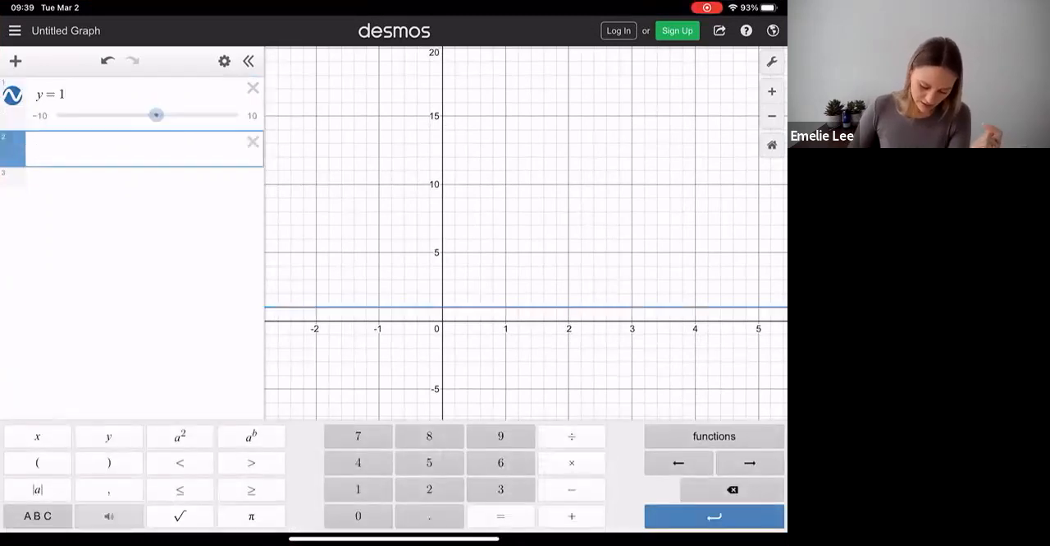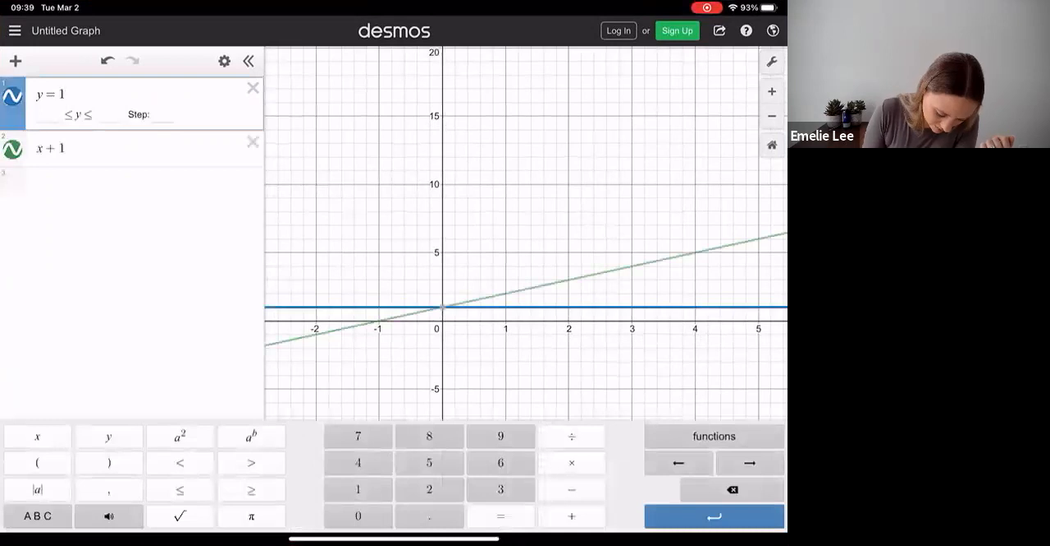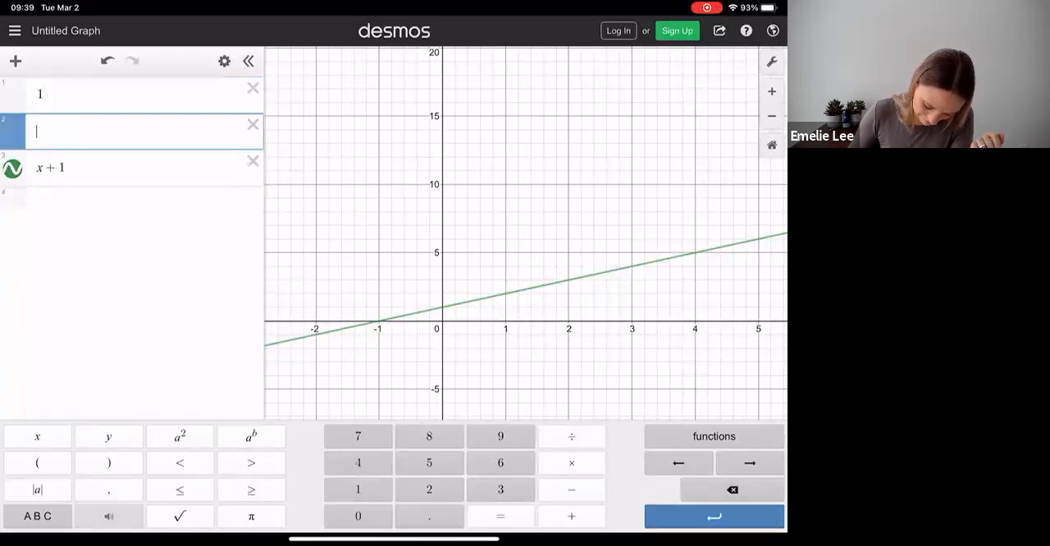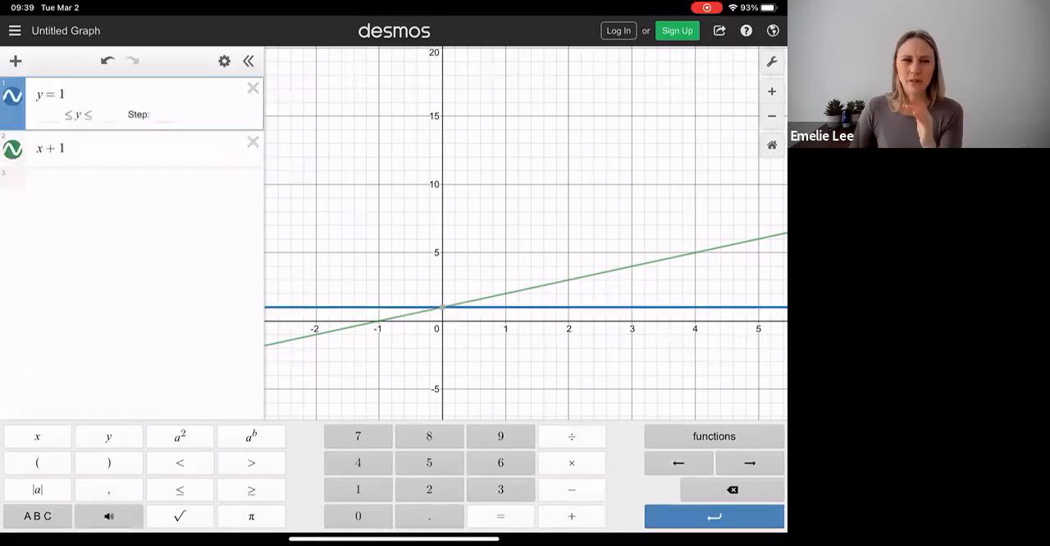And also y equals x plus 1. I wonder if it'll just do, I think it just assumes it's y equals 1. No, it wants to know that y equals 1. Just play around with it a little bit.